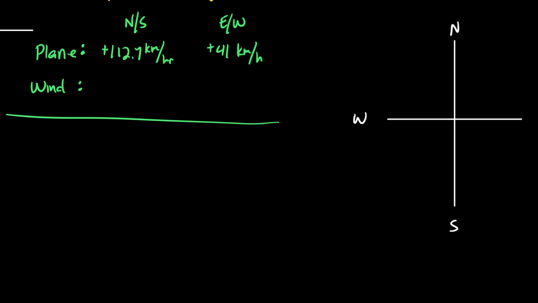Right? So this has to be the positive direction, this has to be the positive direction. The wind was 40 kilometers an hour due south. I don't have to break this up, do I? There is no east-west component, there is only a north-south component. So my east-west component will be 0, and my north-south component will be 40 kilometers an hour.